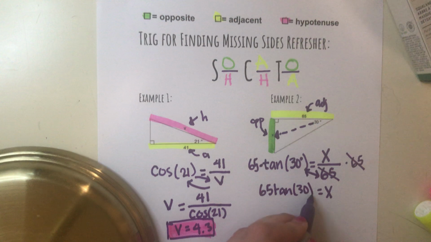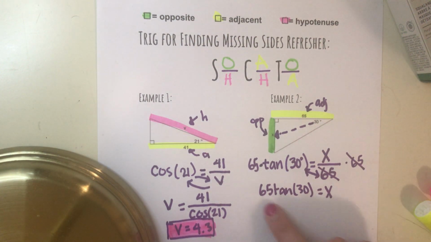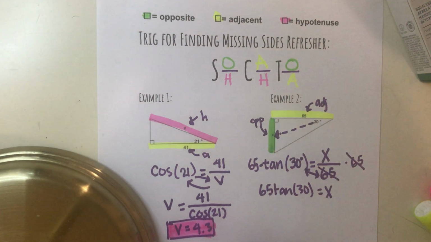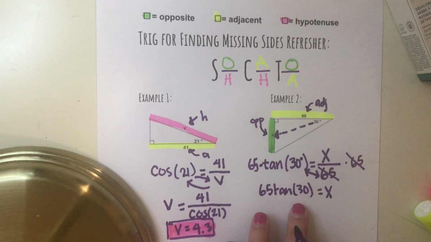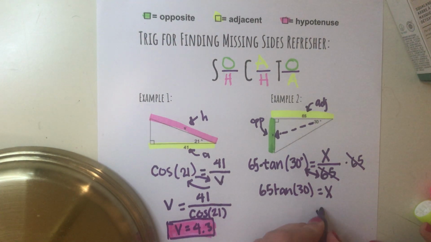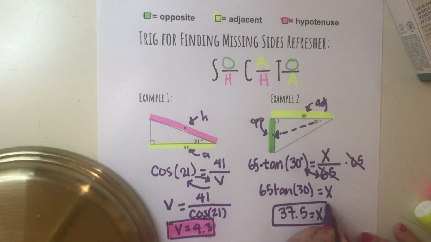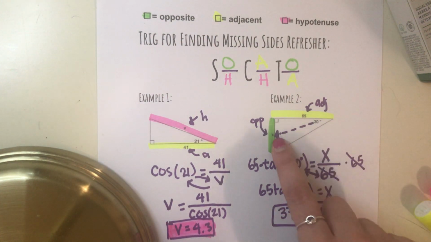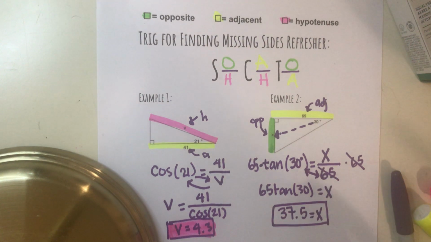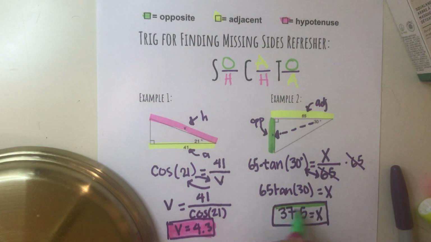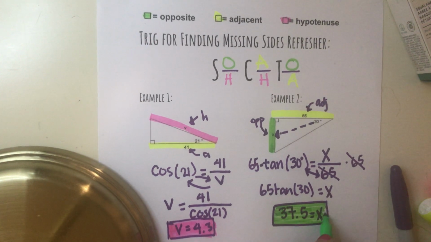tan of 30 degrees. Now I type that in my calculator just as I see it, so I'm going to type 65 tan 30, and I get that the value of x equals 37.52. So I round it to 37.5. Now I know that the length of the opposite side from 30, the green side, is 37.5. So I'm going to highlight that green. And that is how I solve for the missing side.